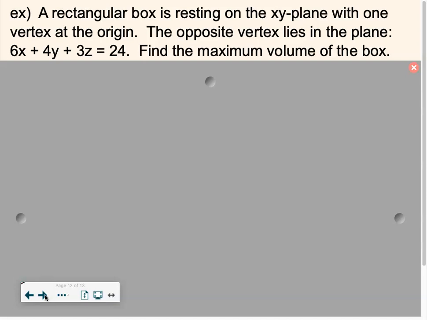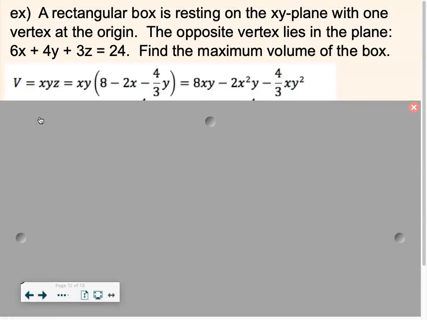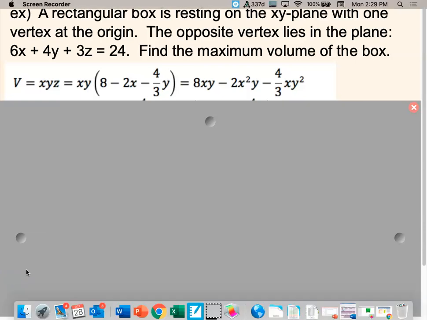That 8 minus 2x minus 4/3 y, that's not my function. Yeah, I have to substitute that in for z in my x times y times z function, in your volume function. All right, my bad. That makes more sense. All right, so there's my volume function. You substitute, and you get 8x minus 2x squared minus 8/3 xy, right?